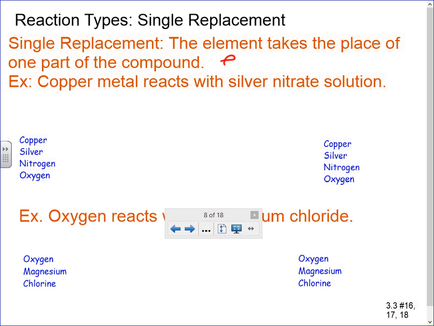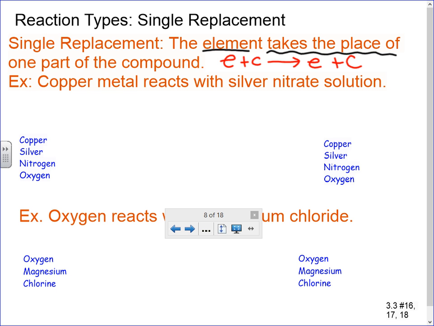What you'll see is this. You'll start with one element and one compound, and you'll finish with one element and one compound. Now that doesn't mean it's the same exact substances. It will be a different element and compound at the end than it was at the beginning. But the key thing is the element takes the place of one part of the compound. So that's why it's called replacement. The element is going to replace something that's in the compound.